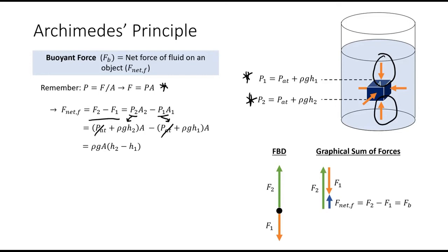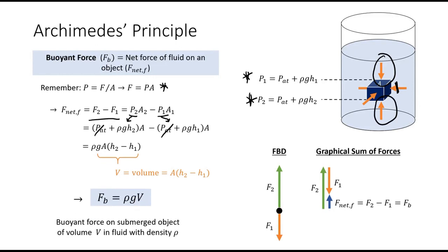Okay, and so with that in mind, H2 minus H1 is really like the total height of one side of the block. A is the surface area of the block, and so really H2 minus H1 times the area is just going to be equal to the total volume of our little cube here. Okay, so I can replace A times H2 minus H1 with V, the volume. Okay, and so with that in mind, I get the buoyant force is equal to rho g V.